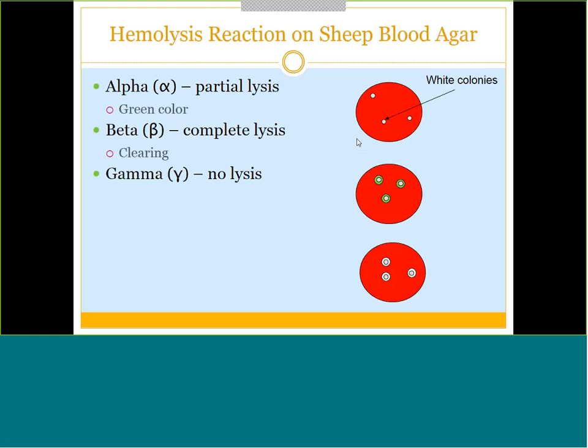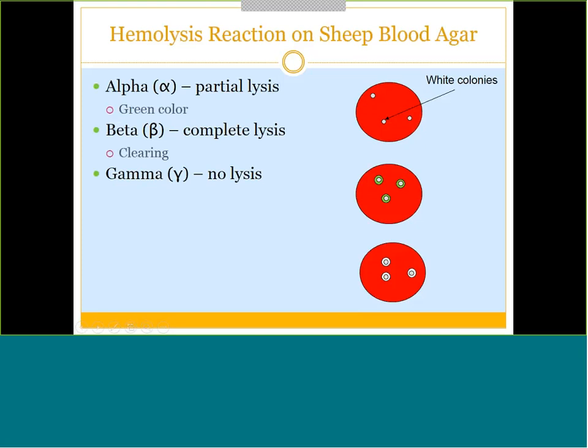So here's a reminder of what the different hemolysis patterns are that you should still know. Again, alpha hemolysis is a partial lysis, and it tends to be a green color. That's the middle picture on here to the right. Beta hemolysis is a complete lysis around the colonies. That will be a clearing or a halo effect. That's the bottom picture.